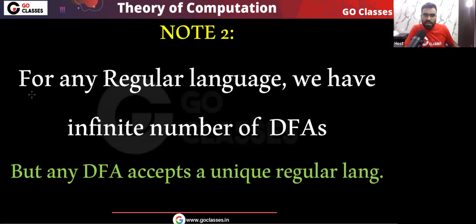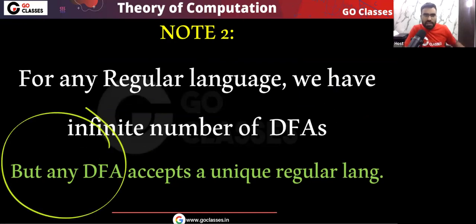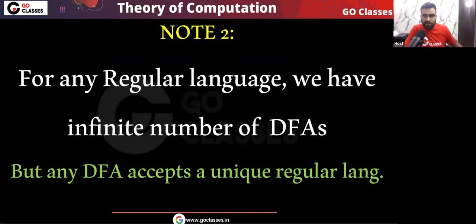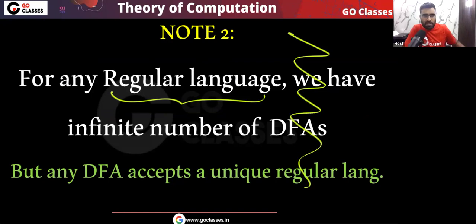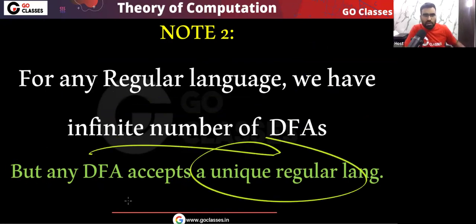That is, for any regular language, we have an infinite number of DFAs. But for any DFA, there is a unique regular language. Very simple point. If you have a regular language, then for this language you can create infinite DFAs. But if you have a DFA, then this DFA will accept a unique regular language. Now let's understand this point.